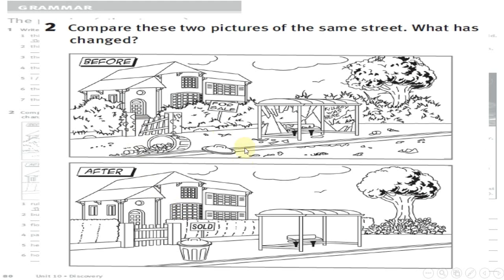طيب. Now حبايبي let's do like a comparison مقارنة between this picture and the second picture. What has changed? شو اللي تغير؟ Look at these pictures carefully. Look at the house, the garbage bin, the hedge here. The house was for sale, but it is sold, the bus stop, and so on.